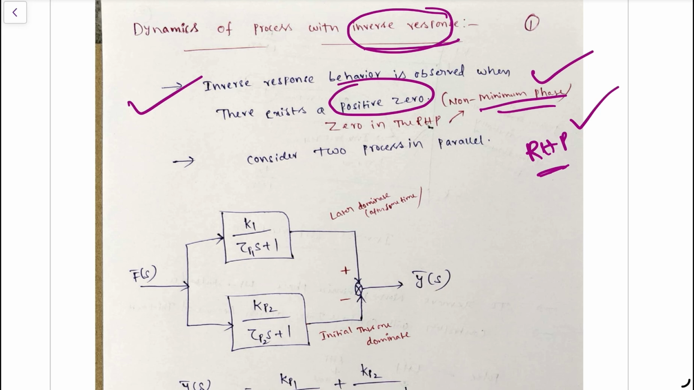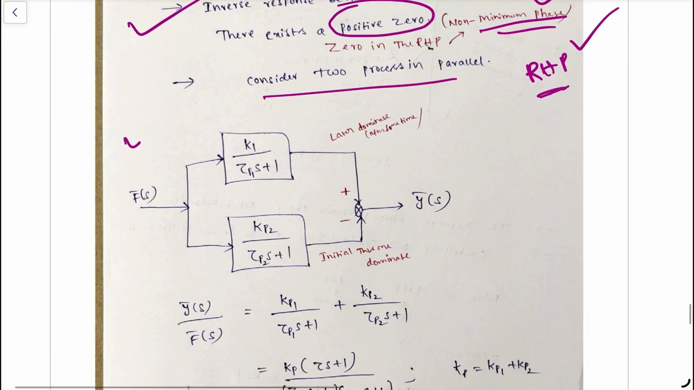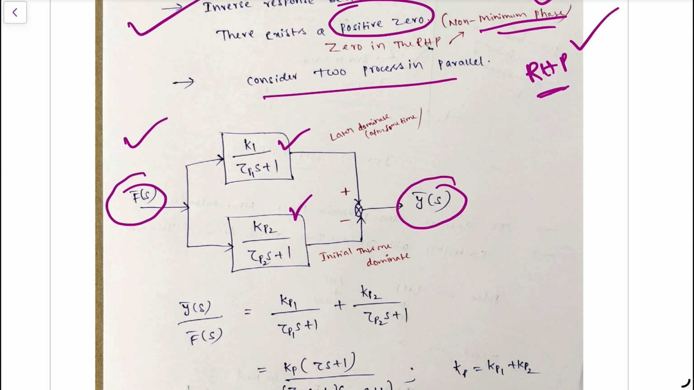Now consider two processes in parallel. Consider two first order processes connected in parallel. Both receive the same input f of s, and their outputs are combined to form the final output y of s. One path gives a positive effect, another path gives a negative effect.